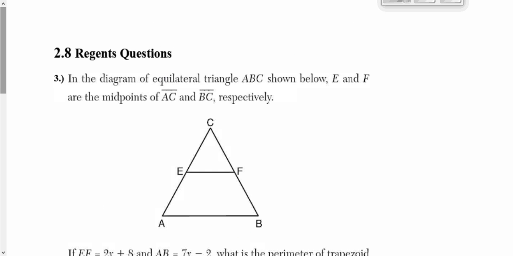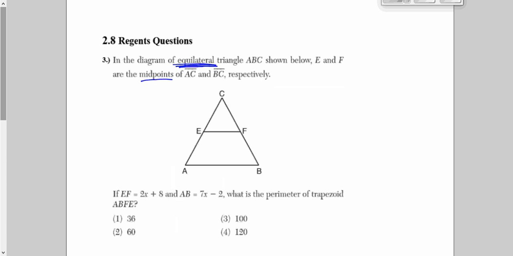Hey, notice up here. What's that say? Equilateral. What does that mean? All 3 sides are congruent. Okay. EF, since it's connecting midpoints, what's its name? Mid-segment. And you know a mid-segment is what to the third side? Parallel won't help us so much here.